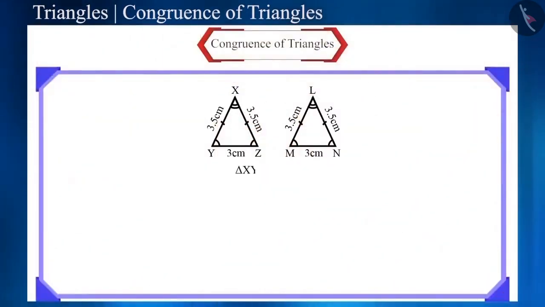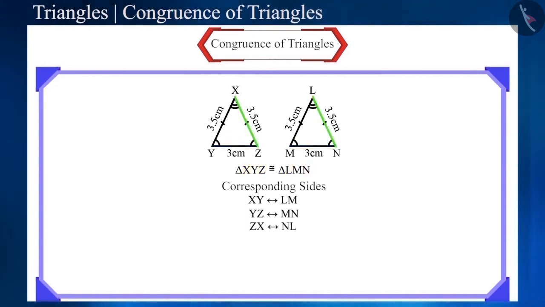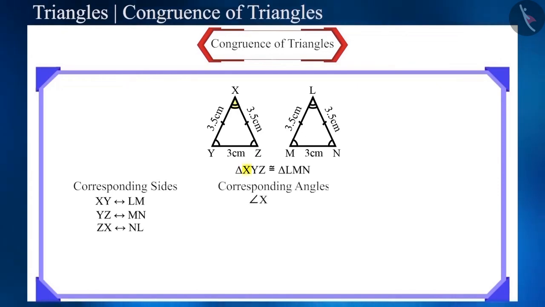Let's move on. Here, it is given that triangle XYZ is congruent to triangle LMN. Here, side XY covers side LM, side YZ covers side MN, and side ZX covers side NL. And we represent it this way. Angle X covers angle L, angle Y covers angle M, and angle Z covers angle N. We write it this way.